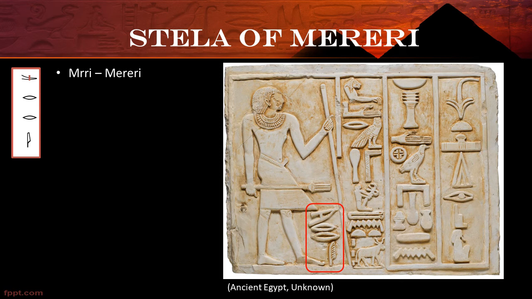So, if we go through our rules as before, M-R from the first letter, with an R after it, that R is complementary, therefore we do not pronounce it. The next R, however, we do pronounce because it is considered by itself. It is a third R. And then Y. So, this person's name is Mereri.